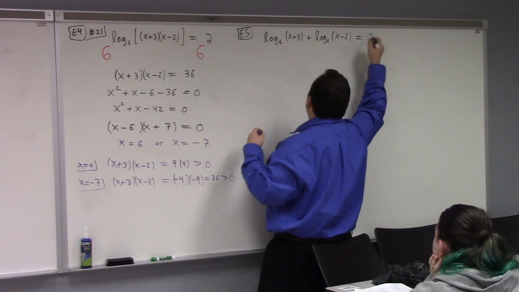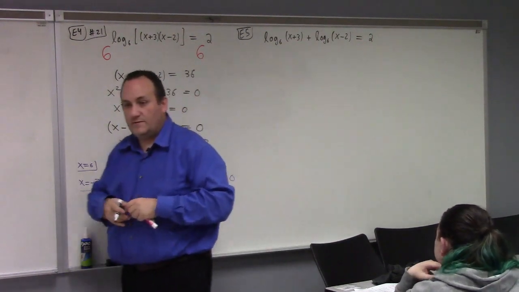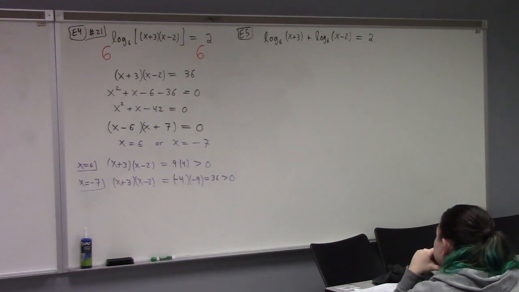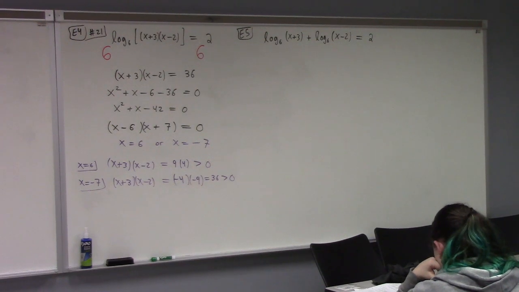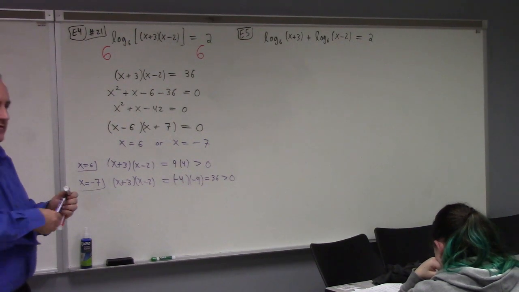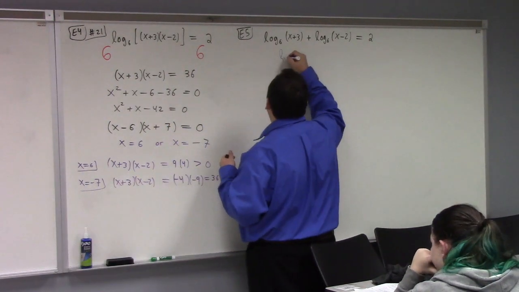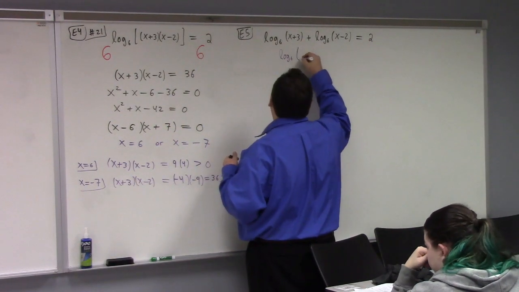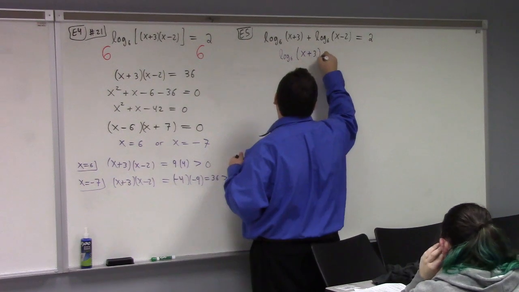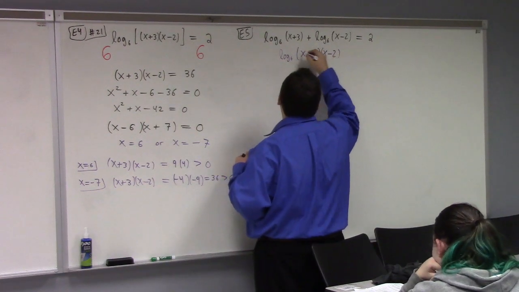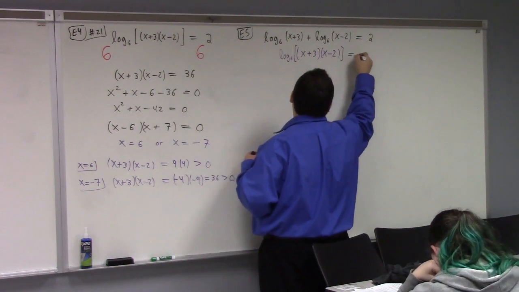Suppose you had log base 6 of x + 3 plus log base 6 of x - 2 = 2. What if you were gonna solve this equation? It's a different equation, right? How would you solve that? I would combine the logarithms using the property of logs, so this is log base 6 of x + 3 times x - 2 = 2.